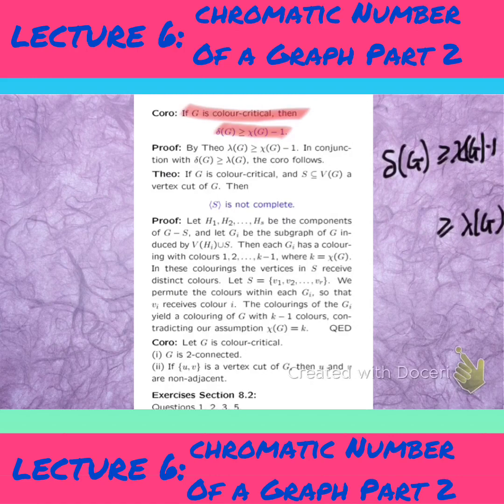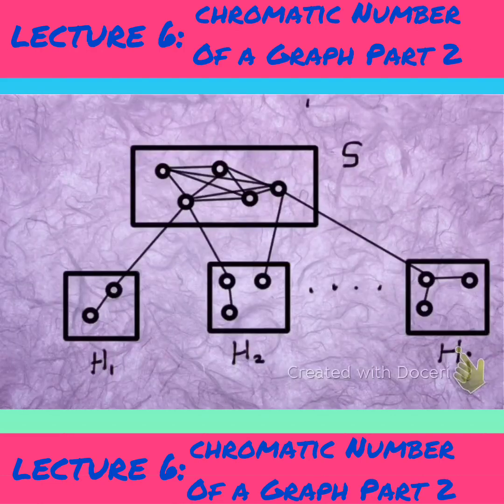Okay, now if G is color critical and S is a subset of G, and S is a vertex cut of G, then the subgraph induced by S cannot be complete. Right, so there's G, and there's the cut set S, where the subgraph induced by S is a complete graph, and we've got the components H1 up until Hj.